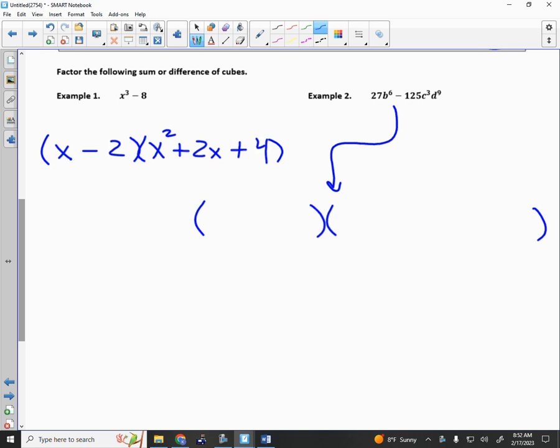All right, so what do you multiply by itself 3 times to get 27 b to the 6th? 3, and then b squared. Yep. 3b squared. What do you multiply by itself 3 times to get the 125c cubed d to the 9th? Just take it one step at a time. What do you multiply 3 times to get 125? Got that 5. C cubed is just going to be c. And then d to the 9th is going to be d cubed.